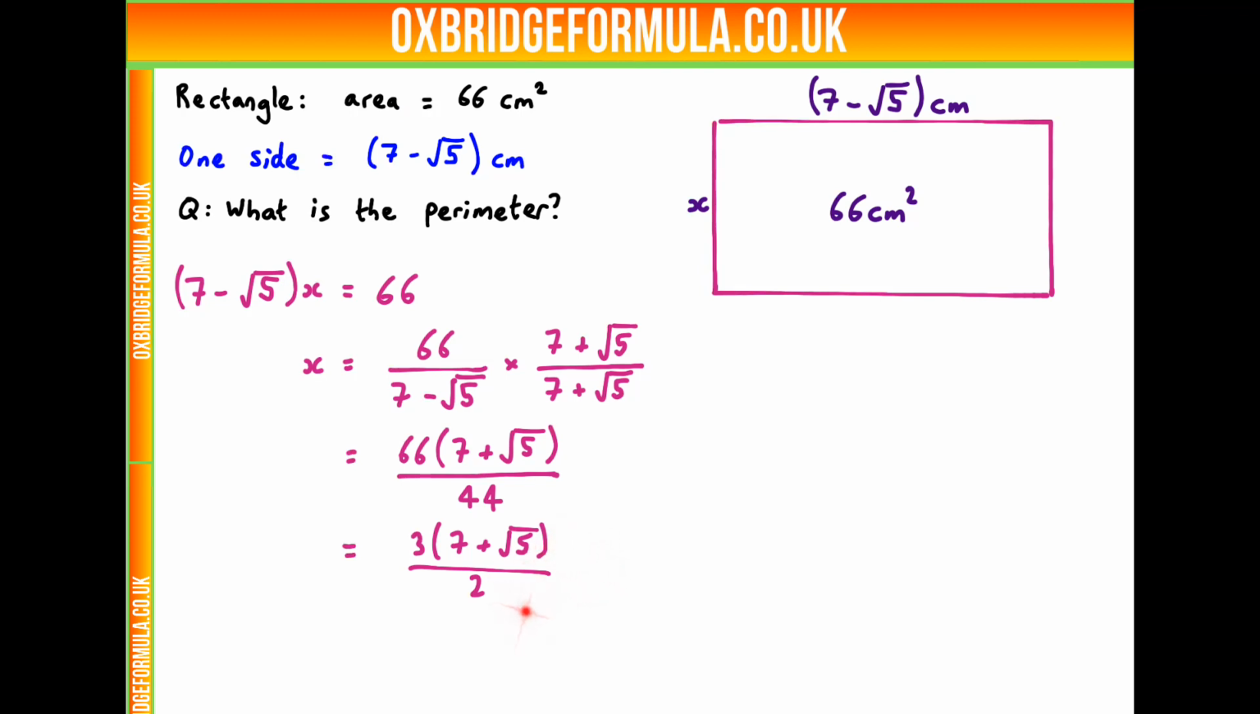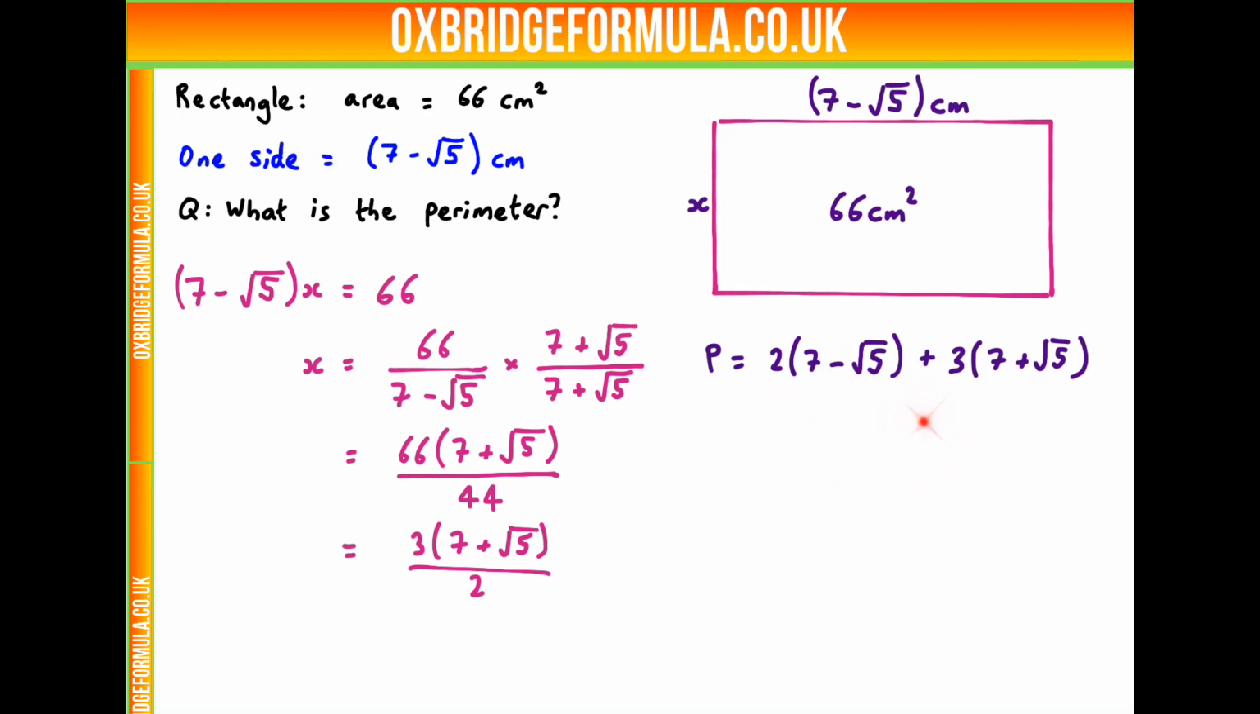So what do we need to add up? So the perimeter is 2 of these sides plus 2 of these sides. So firstly, we have 2 times 7 minus root 5 and 2 times x. Now x is 3 over 2 times this. And so 2 of them will simply be 3 times 7 plus root 5.